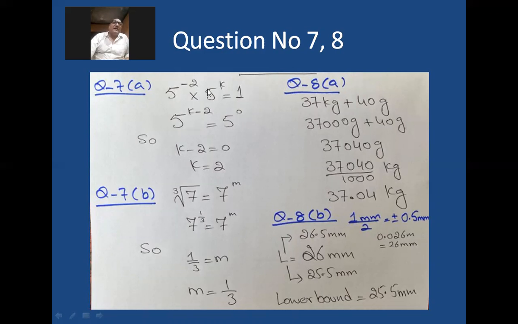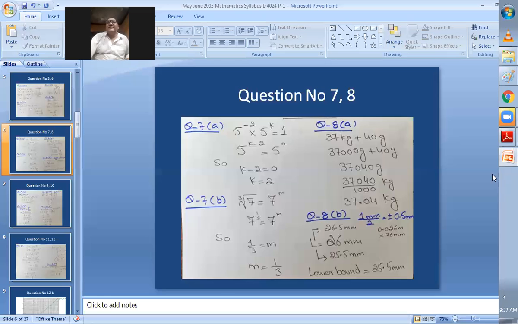So here they are multiplying, their powers will be added. So we will have 5 raised to power k minus 2 equals to 5 raised to power 0. They are equal, their bases are equal. So it means their powers are also equal. So I will write k minus 2 equals to 0. K will be equals to 2. So the value of the k is 2. Okay, so let's check the next question.